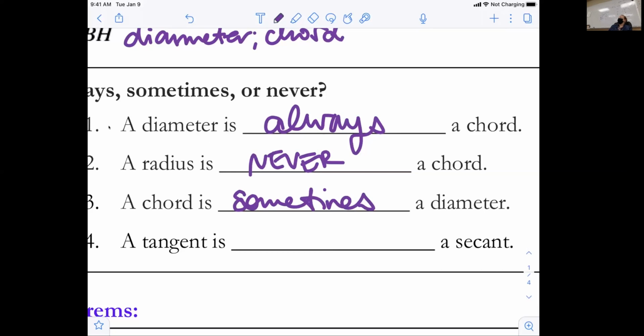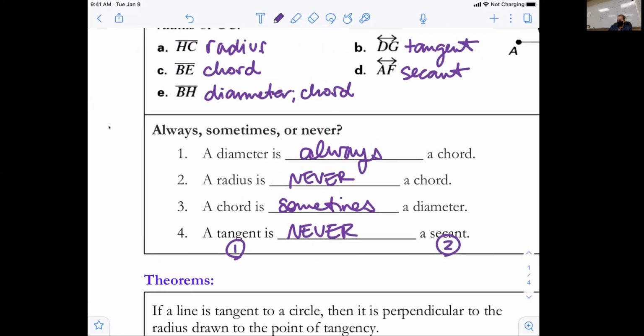And then a tangent is blank a secant. A tangent is blank a secant. Yeah? Never? Why? Because a secant is a line that intersects 2 points of the circle, and then a tangent is only one. There's no way for us to do both, right? You can't intersect at 1 point and also intersect at 2 points. Like, that's not how it works. So it's one or the other, so they are never the same thing. All right. Nice little brain warm up.